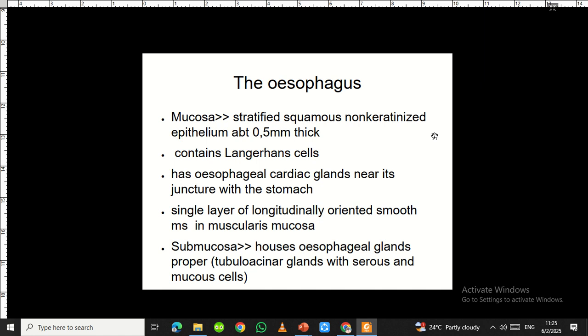So these glands do not produce alkaline fluid, but rather the mucus or the secretions that are being produced are just for gut motility and less for acid neutralization.